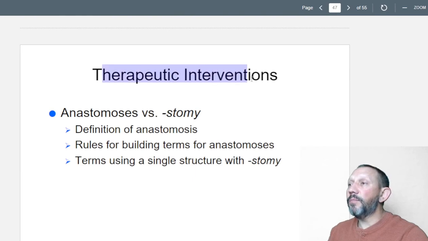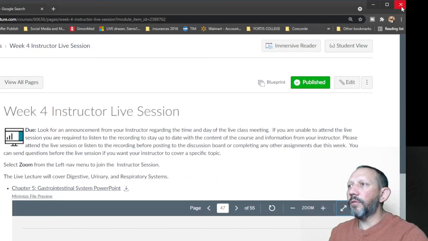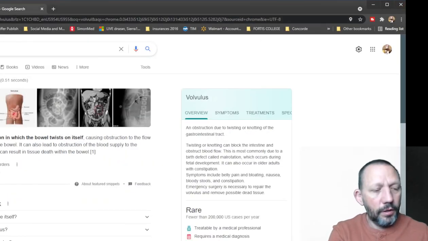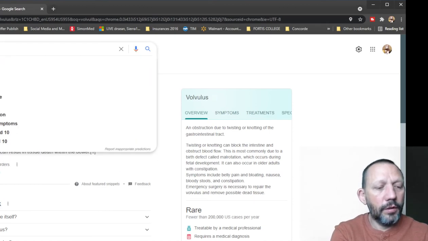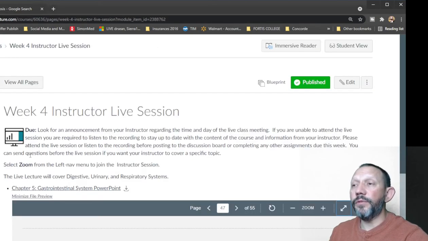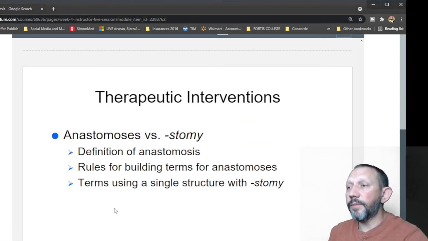Anastomoses. Okay, so therapeutic interventions: stomy, anastomoses. We're going to put a hole in it, basically. Okay, let's look up anastomosis real quick. Anastomosis: cross connection between adjacent channels. So if you have something wrong with your gut, they'll just reconnect it somewhere else.